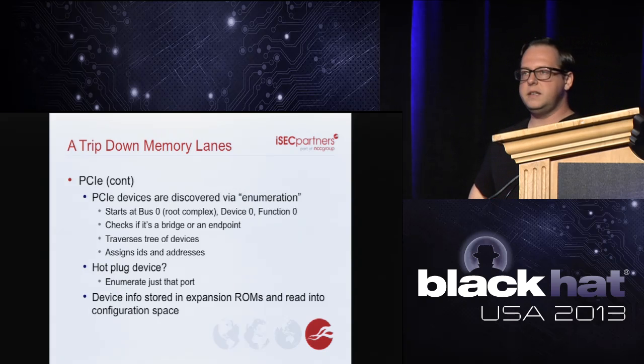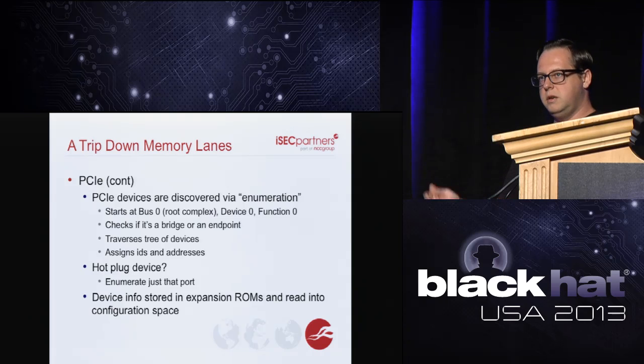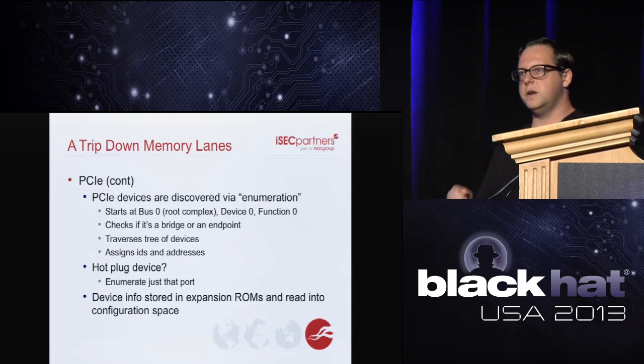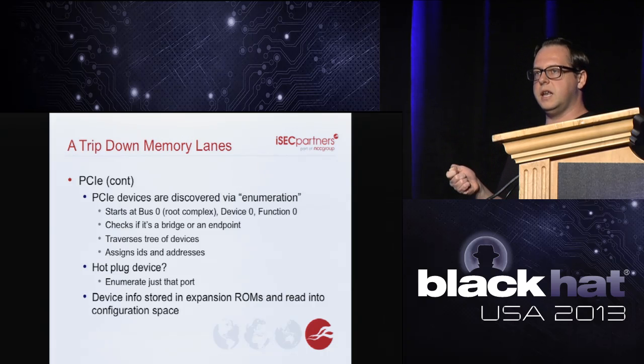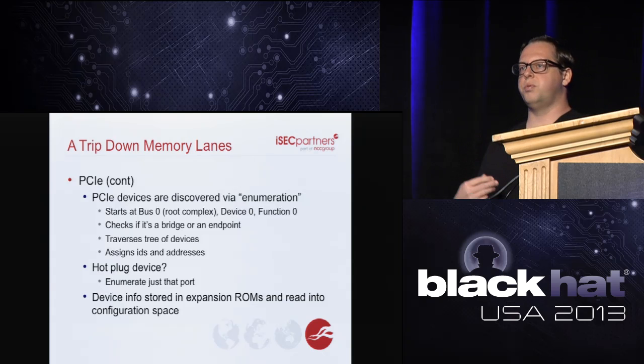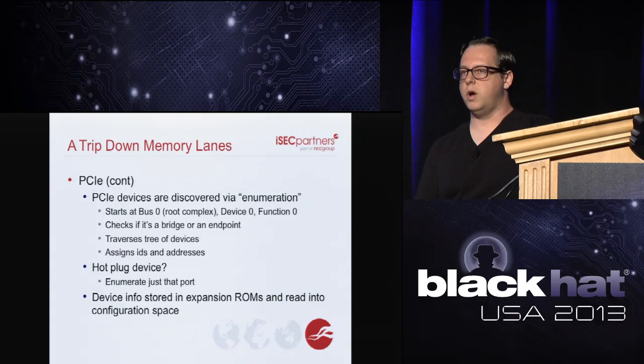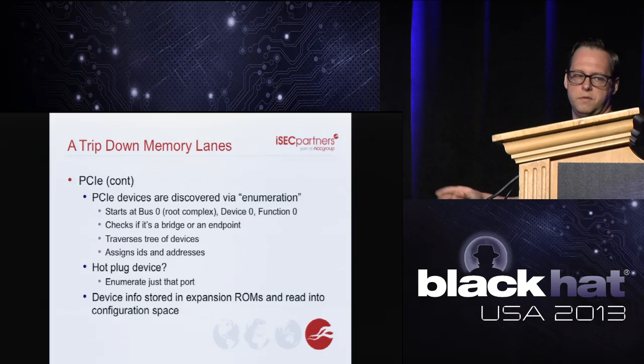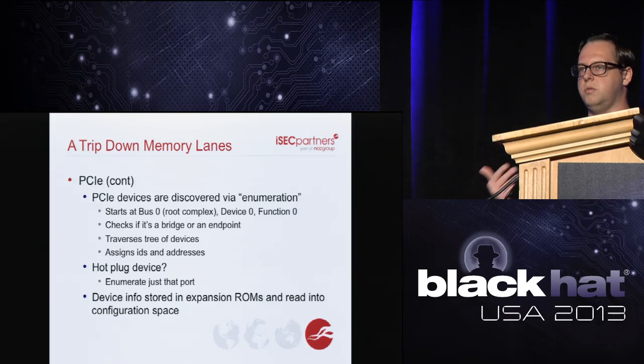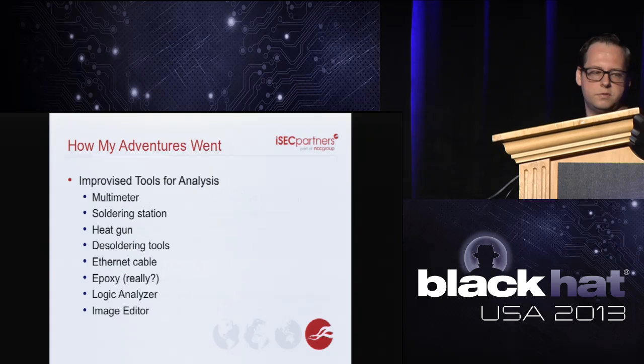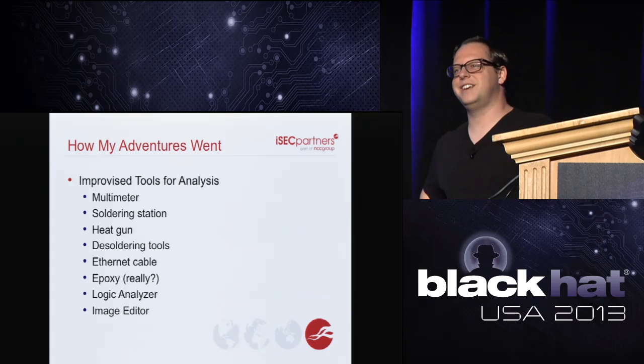If it's a hot plug device and you've already booted up the machine, you just plug in that hot plug device, and there are two wires, present 1 and present 2. These get connected, and now the enumeration process happens, but just for that one port. It doesn't happen through the whole bus all over again. The expansion ROMs on the devices are what store this information. So when you plug in, you get an ID and an address, and you start pulling that information from device ROMs. So that was PCI Express.